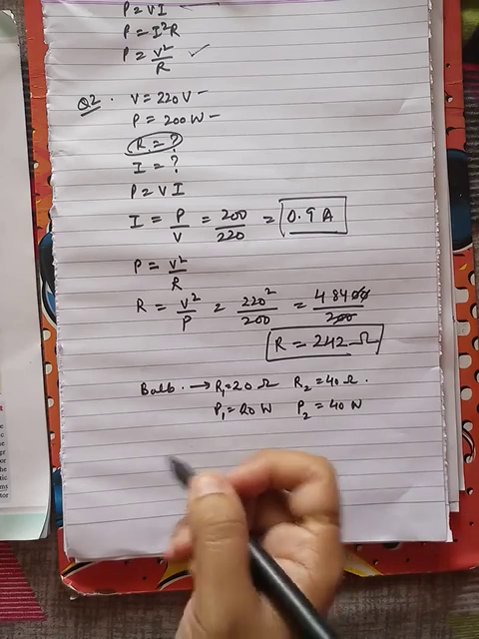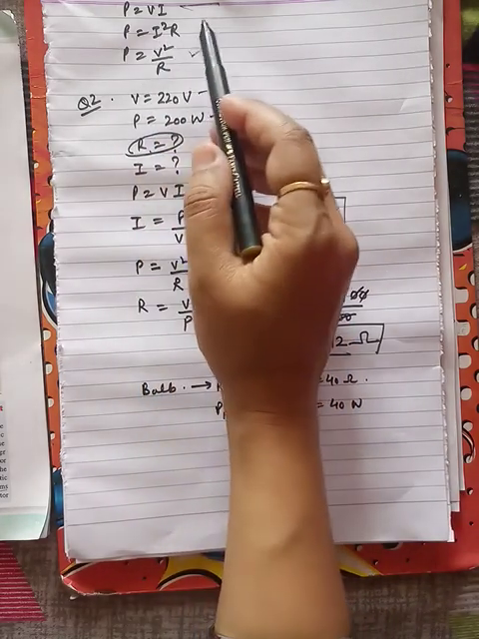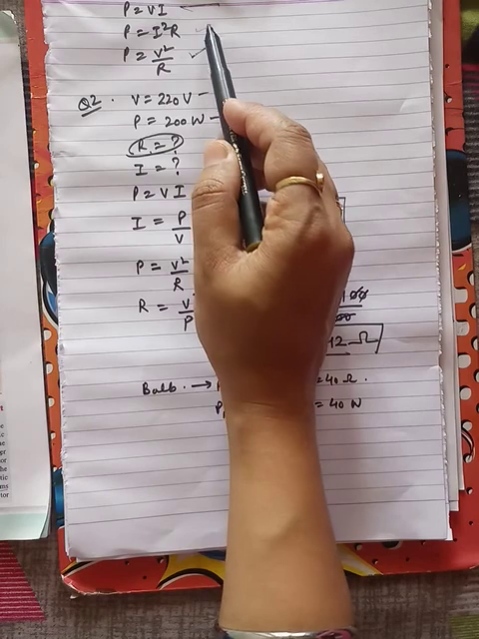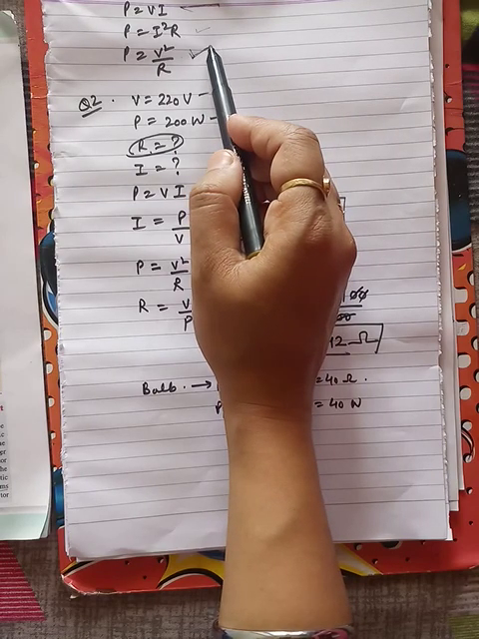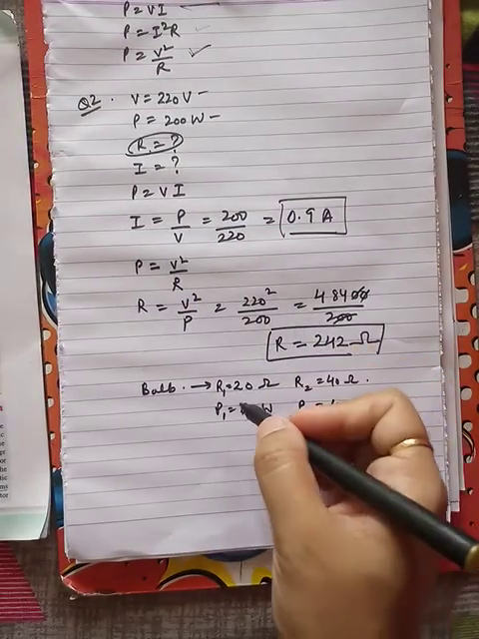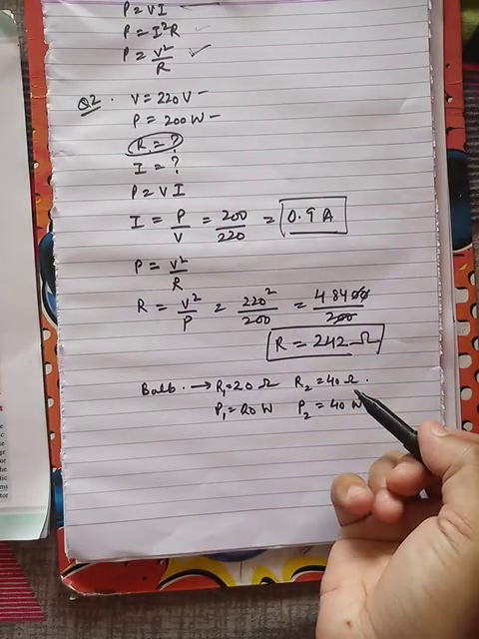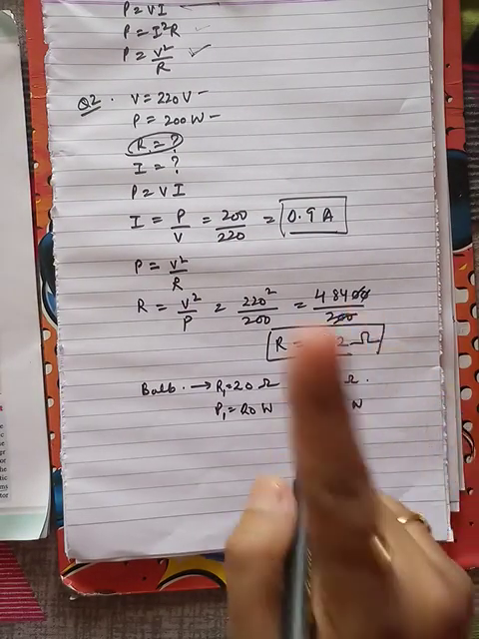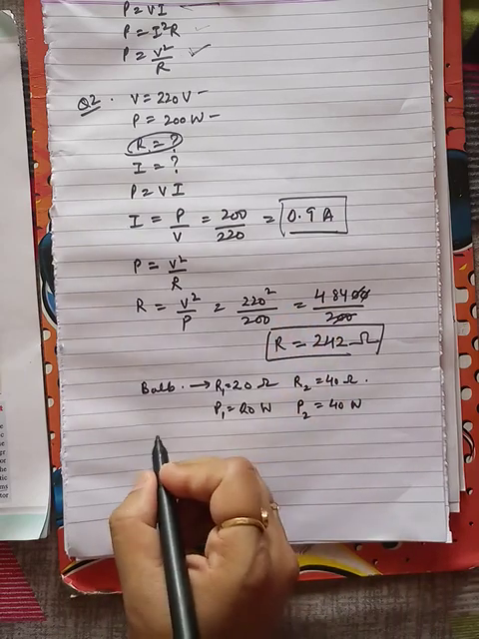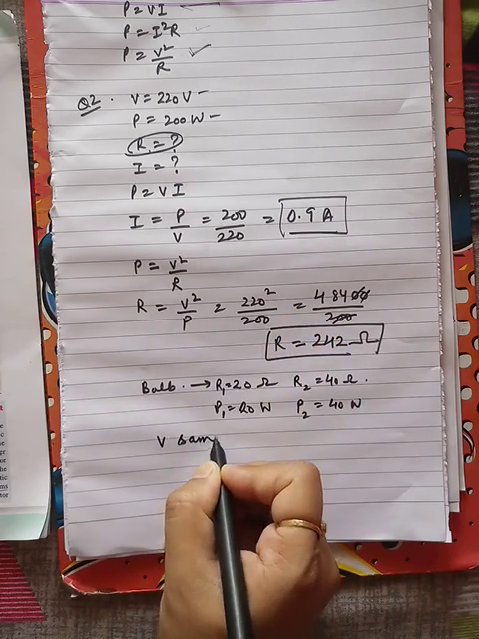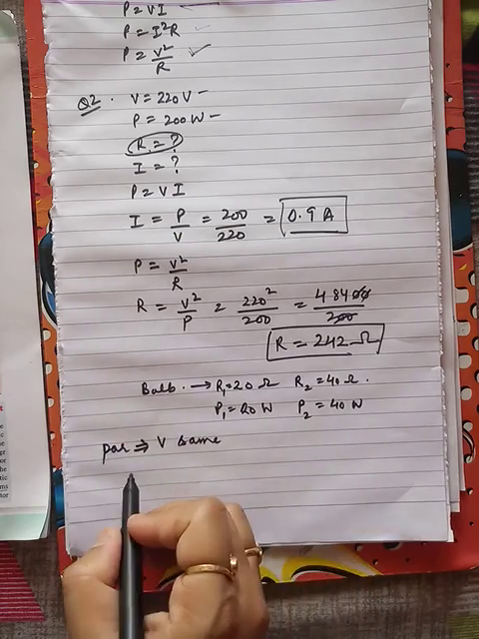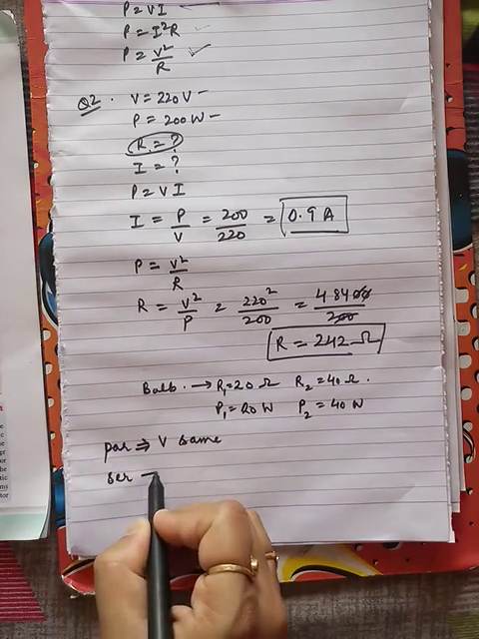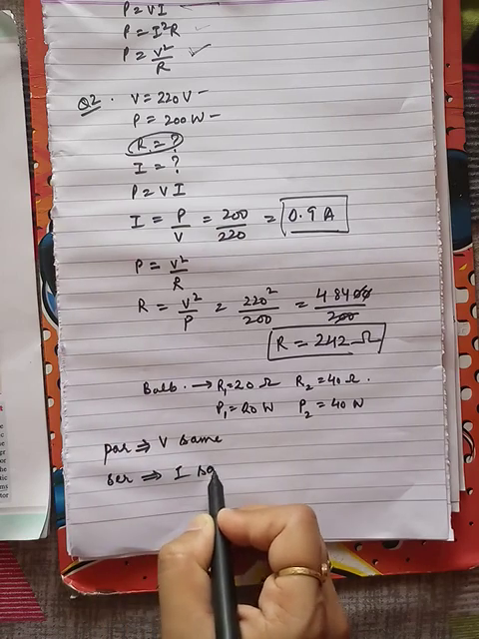Based on similar formulas, power is equal to I square R and power equals V square upon R, we can find out the power dissipation when these are connected in series and when these are connected in parallel combination. When these are connected in parallel combination, V remains the same. For parallel combination, remember this, V remains same, and for series combination, I remains same.